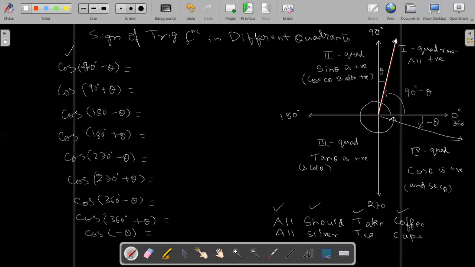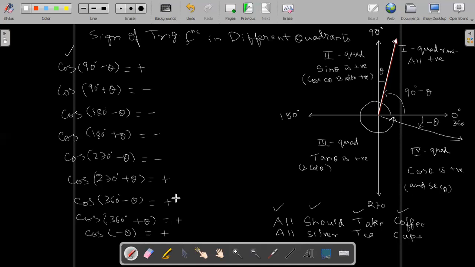Cos is in which quadrant? First quadrant, so it will be positive. 90 plus theta is the second quadrant, cos is negative. 180 minus theta is again the second quadrant, negative. 180 plus theta is the third quadrant, negative. 270 minus theta is the third quadrant, negative. Then 270 plus theta is the fourth quadrant, where cos is positive. 360 minus theta is also the fourth quadrant, and 360 plus theta is the first quadrant, all positive.